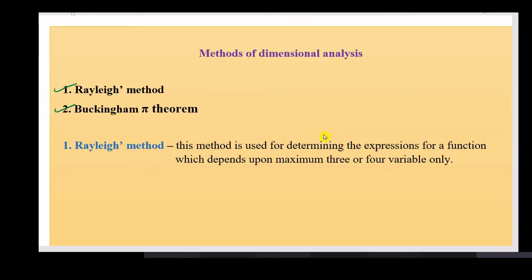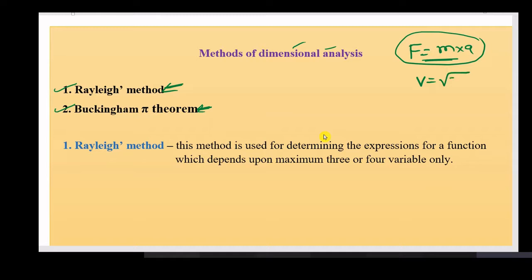For dimensional homogeneity, we'll apply the Rayleigh method and check whether it is dimensionally homogeneous or not. These two methods are used for deriving an expression. For example, F is equal to m into a. On what basis was this equation derived? Maybe they used the Rayleigh method or the Buckingham Pi method. They used one of these dimensional analysis methods to derive this expression.